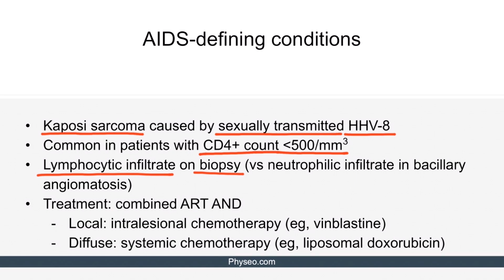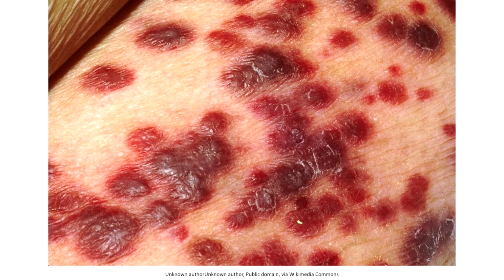In contrast to that, a biopsy of bacillary angiomatosis shows neutrophilic infiltrate because that infection is caused by a bacteria called Bartonella henselae. Now, treatment for Kaposi sarcoma is initiation of combined antiretroviral therapy. Additionally, if there's a local lesion, we can use intralesional chemotherapy like vinblastine. On the other hand, if there are diffuse lesions, we should use systemic chemotherapy such as liposomal doxorubicin. This is a classic appearance of Kaposi sarcoma with dark red, purplish papules and plaques, representing vascular malignancies.